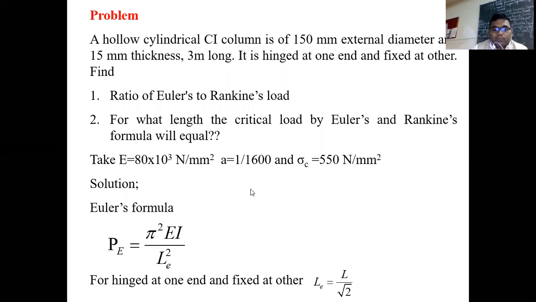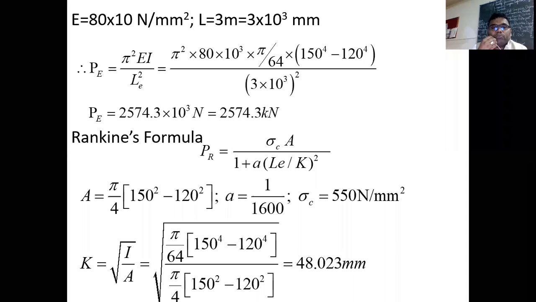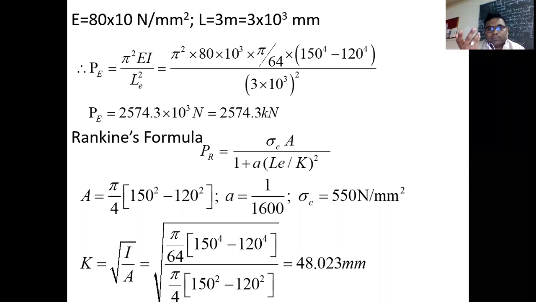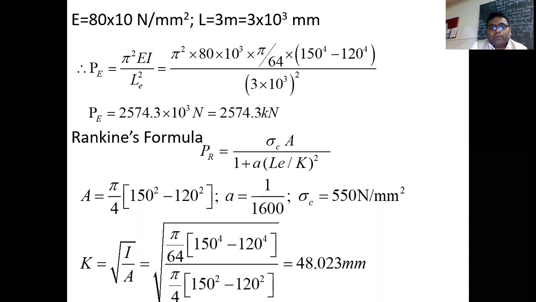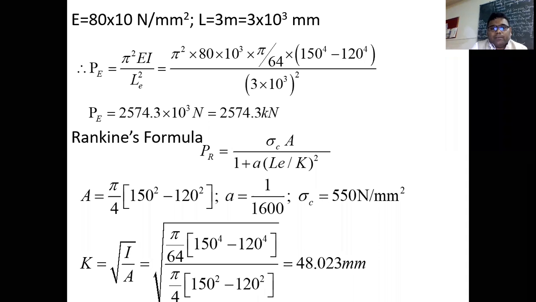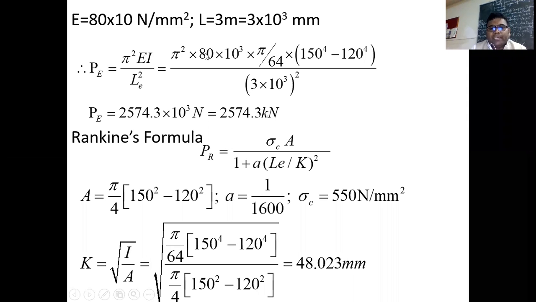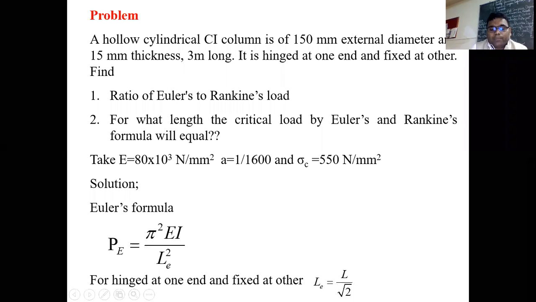So let's first calculate the value of PE. We have E, the Young's modulus, given in the question, and L, the length of the column, is also given in the question. So, my dear students, pi square EI upon Le square, where Le is equal to L upon root 2. Okay, so let's calculate it. The pi square, 80 is the E, and I is pi by 64, upon Le, where Le is equal to L upon root 2.